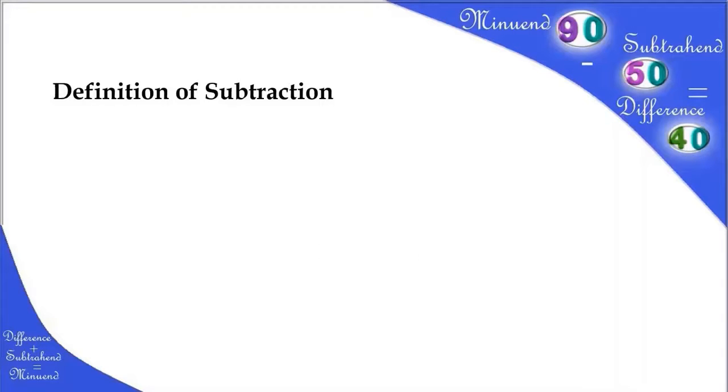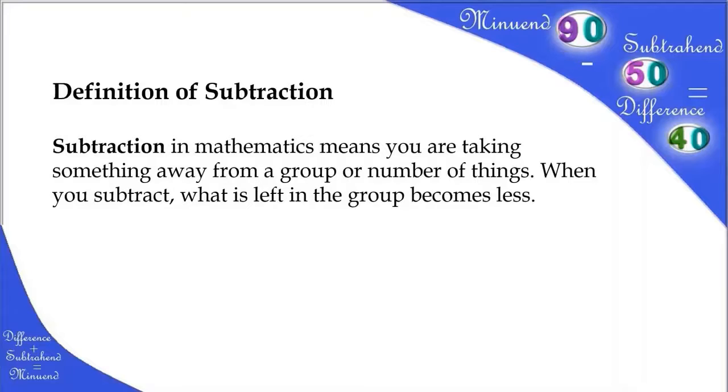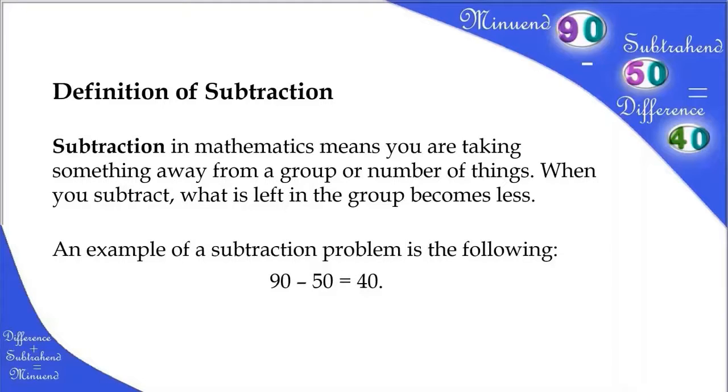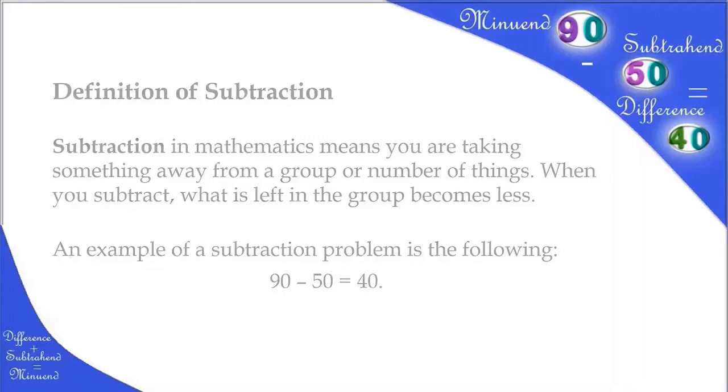Definition of subtraction. Subtraction in mathematics means you are taking something away from a group or number of things. When you subtract, what is left in the group becomes less. An example of a subtraction problem is the following. 90 minus 50 is equal to 40.